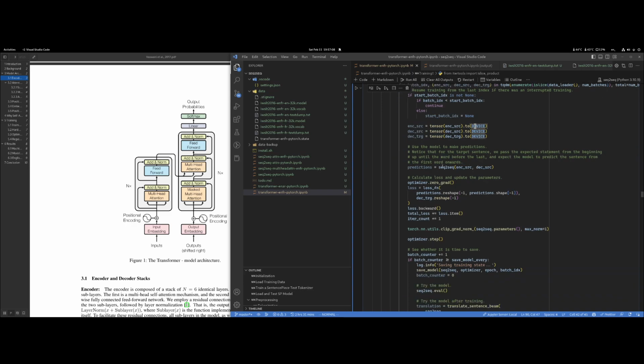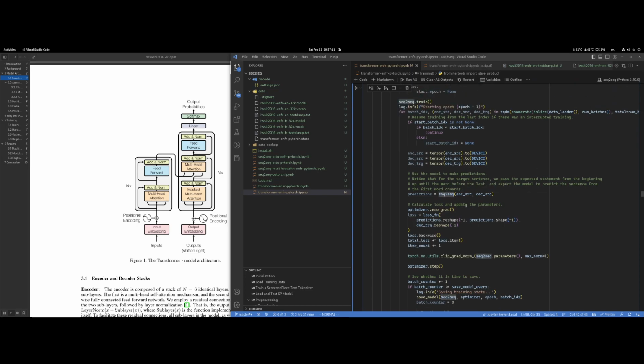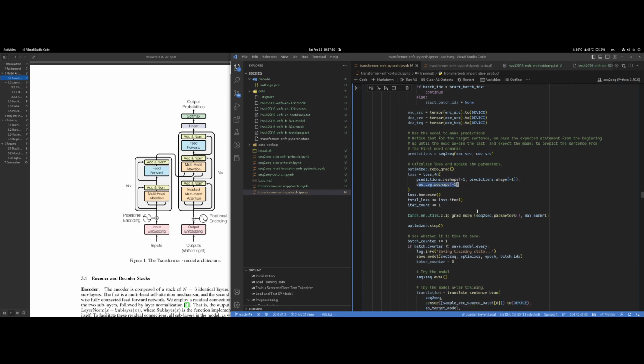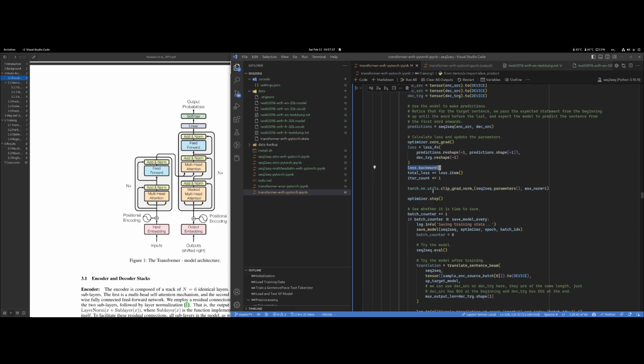And then what you do is run the model. You can see now I'm running my model and getting predictions, but I'm feeding in the decoder source only, that part here. When I do the loss function, I take the predictions and expect them to be the same as the decoder target. Then I do the loss function, the backpropagation, etc., and then normalize the gradient.